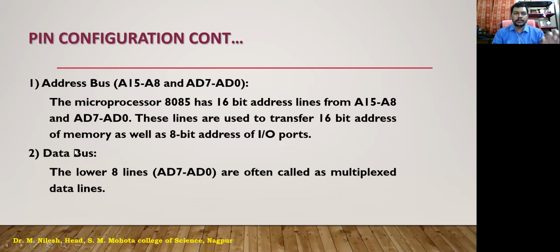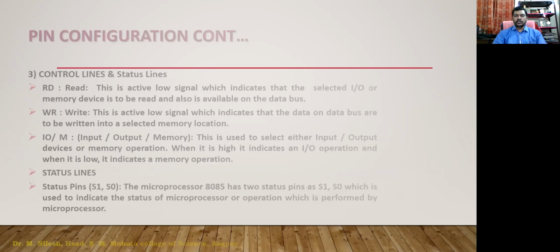The first one is the address bus. I have told you that the address bus is 16 bits wide, that is 16 lines, and it starts from A15 to A8, the higher order address bus, and the lower one is AD7 to AD0. So the total is 16-bit address lines, and this AD7 to AD0 is multiplexed, and the same 8-bit data bus can be used for data transfer also. This is what we are going to study in this class today: address bus and data bus.